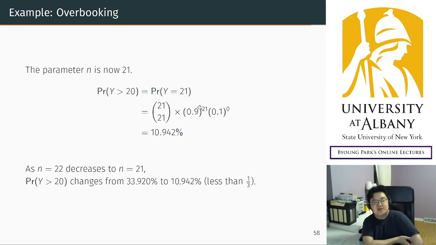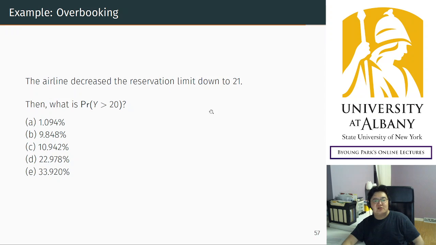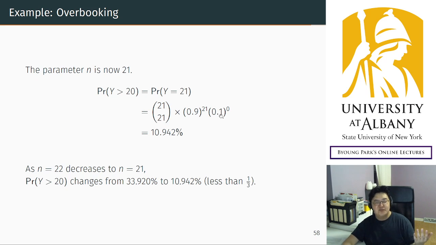What's interesting here is another counterintuitive thing. When you reduce the number of overbooked tickets from 2 to 1, in some sense it's like reducing the overbooked tickets by half. But the probability is reduced from nearly 44% to 11%.